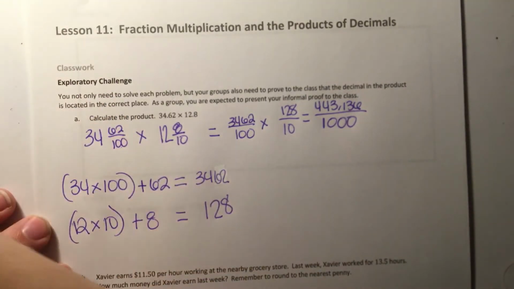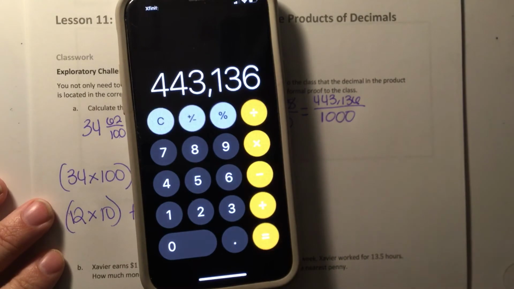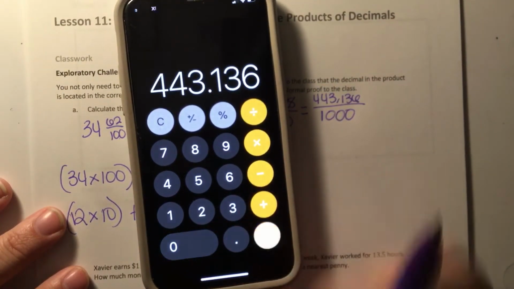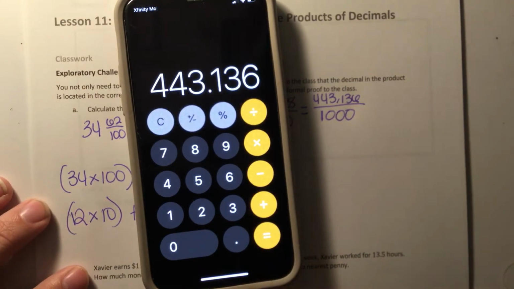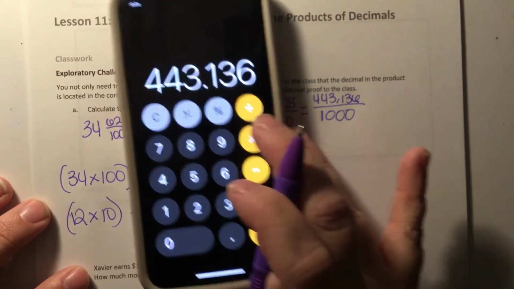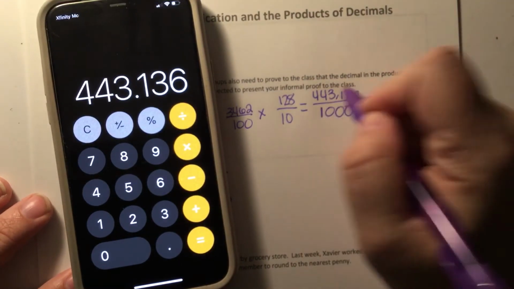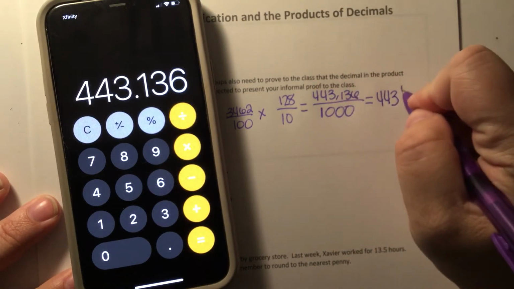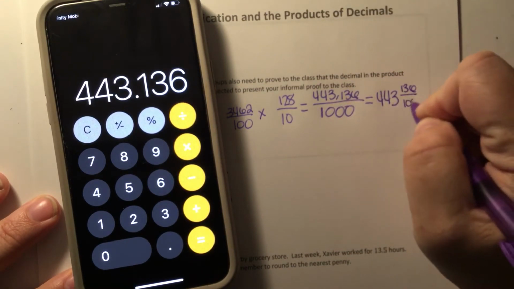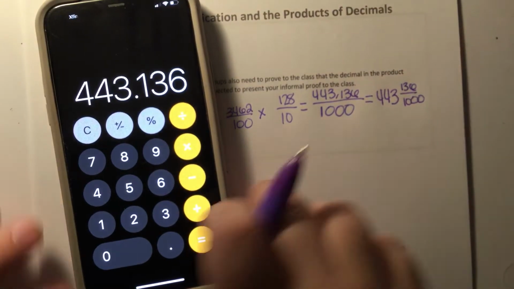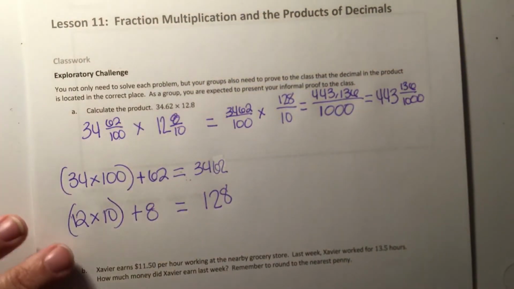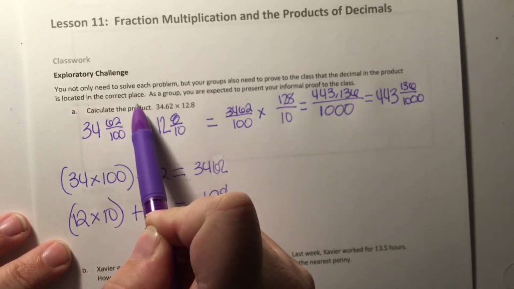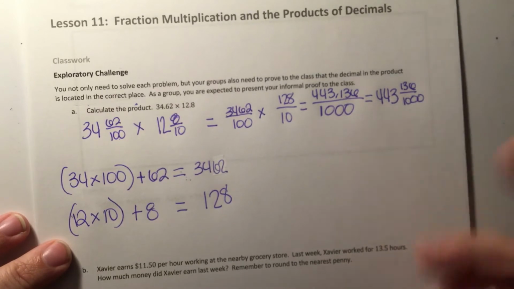We can even take it and divide it, guys. So 443,136 divided by 1,000 is 443.136. Okay. We can even take out the wholes. So 443, and that leaves us with 136 over 1,000. If we're going to convert that to a decimal, because what are they asking you? Put the decimal in the correct place. It's thousandths, guys.